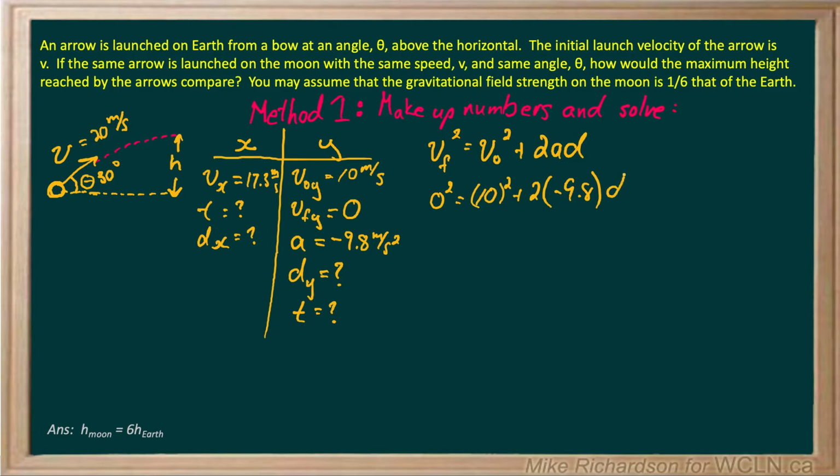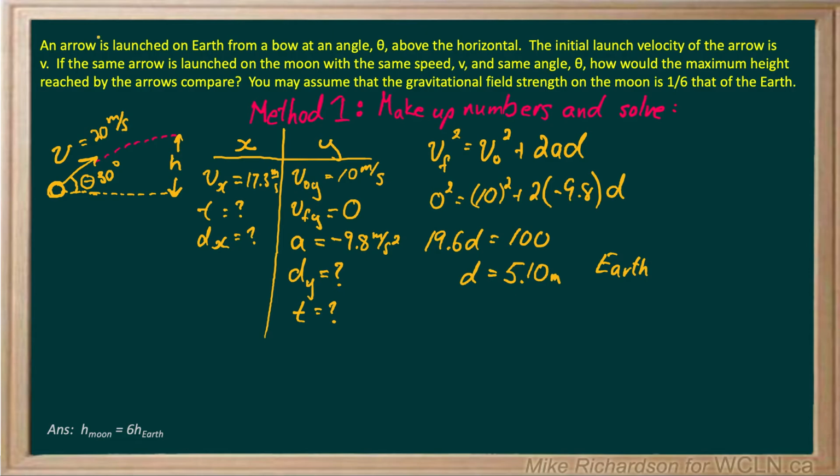And I'm trying to figure out what dy is. I'm going to solve this for d. So rearranging the equation a little bit, if I bring all of this 2 times -9.8 times d over to the left, 2 times -9.8 is -19.6 d. Bring that all over to the left and I get 19.6 d equals 100. So d is 100 divided by 19.6, which gives me 5.1. I'm going to give it 3 sig figs. So that's the Earth height.